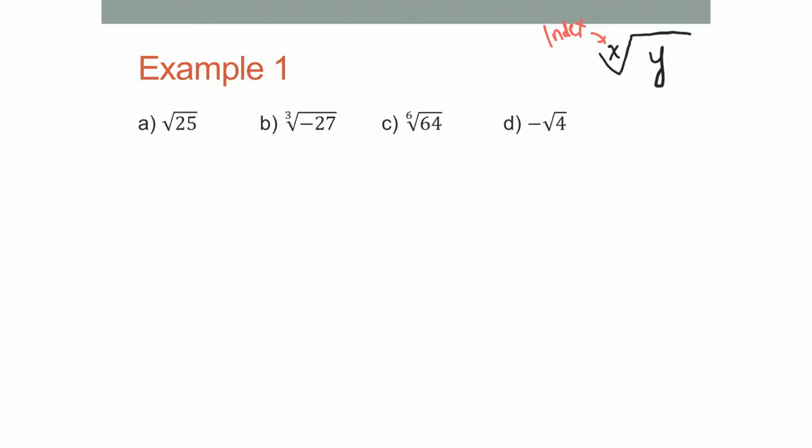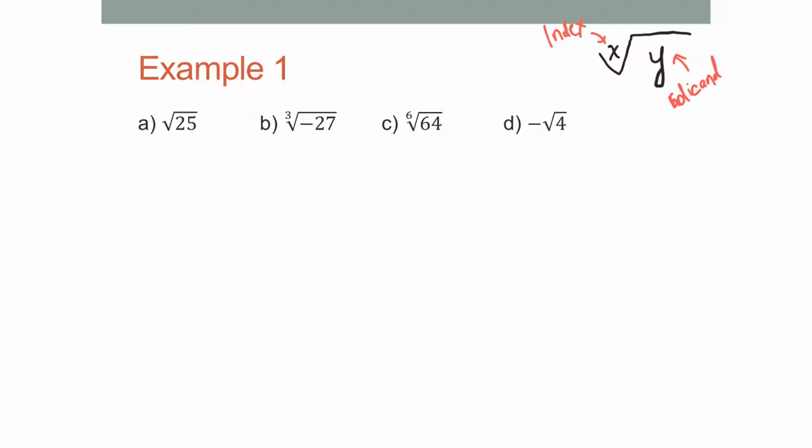Typically, when you see a radical like example 1a there, which is the square root of 25, the index typically won't be written. So if there's not an index written, we assume it's a 2 or a second root, which we shorten to call a square root. And then the y in this is called the radicand. Okay, so we've got the index and the radicand, and then of course there's the radical bar.